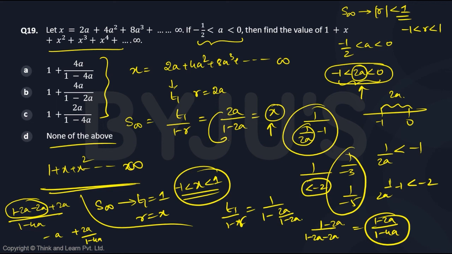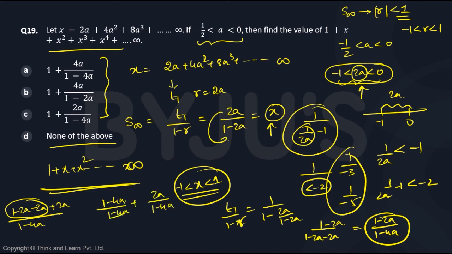Let me just erase this a little bit here, create a little bit of space and write it to the right side. So this is 1 minus 4a. So I'll get 1 minus 4a by 1 minus 4a plus 2a by 1 minus 4a. This gets cancelled. It is 1. So 1 plus 2a by 1 minus 4a, which is option C, and that's your answer.